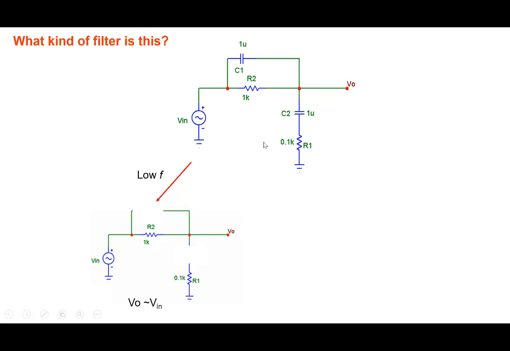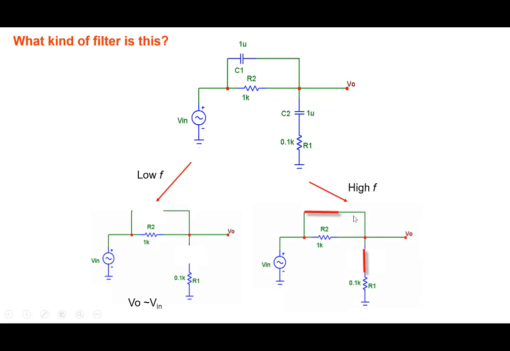Okay, all right. Higher frequencies, capacitor, let's short it out. All capacitors short here, short here. Well, at higher frequencies, this gets shorted out, so V0 becomes equal to Vn. So that's interesting. At lower frequencies V0 is equal to Vn. At higher frequencies V0 is also equal to Vn.